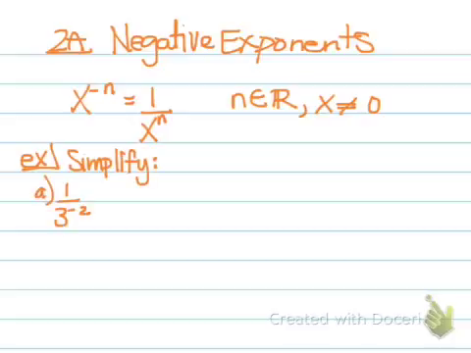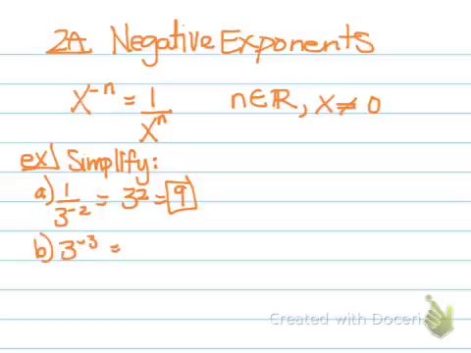Simplify 1 over 3 to the negative 2 power. In this case, the negative exponent is going to flip that fraction, so it's going to be 3 to the positive 2 power, and that is equal to 9. Part B, 3 to the negative 3rd power. We're going to put that in a fraction and make the power positive. So it's 1 over 3 to the 3rd power, which is 1 over 27.